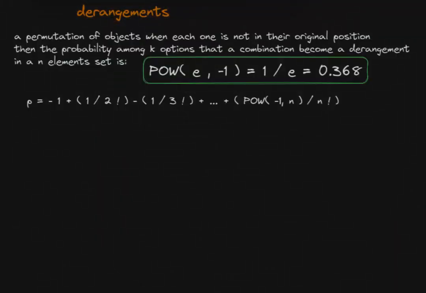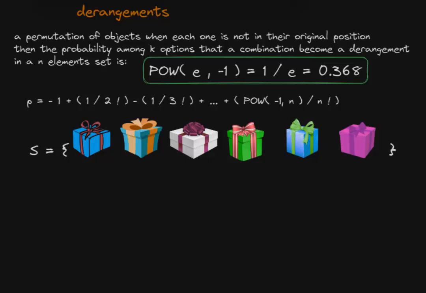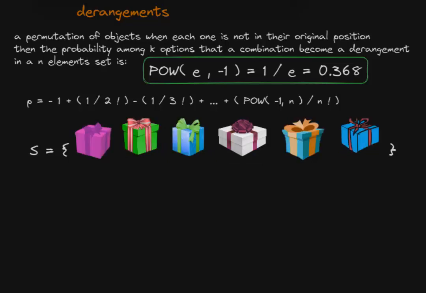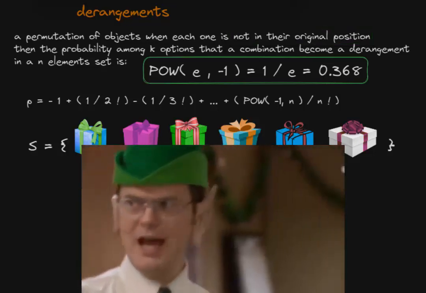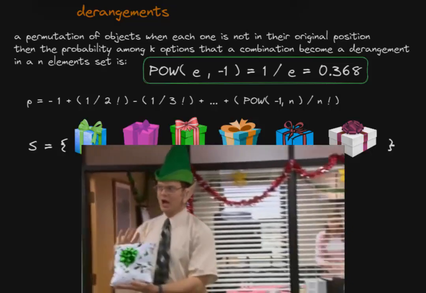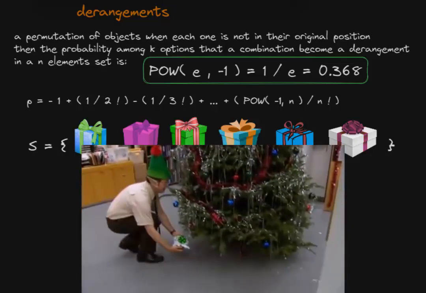Now to understand what the arrangements are, let's consider this 6-object set right here. Among the 720 permutations, there is one group that doesn't contain items in their original position, like Secret Santa. It is time to get your presents, wrap them, and place them under the tree, like so.